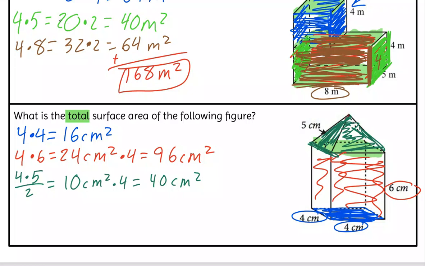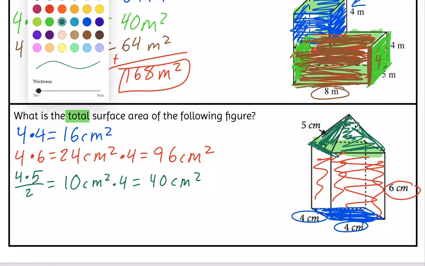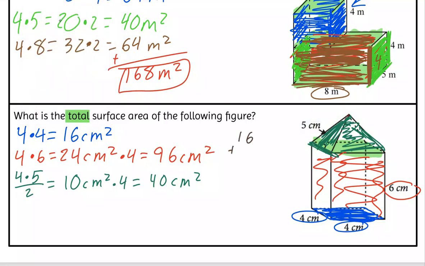So now I have the base of this shape, I have the sides of this shape, and I have the top of this shape. So all that I need to do is find the total area by adding 16, 96, and 40. So when I add all those up, 16 plus 96 plus 40 gives me 152 centimeters squared, and that right there is my total surface area.